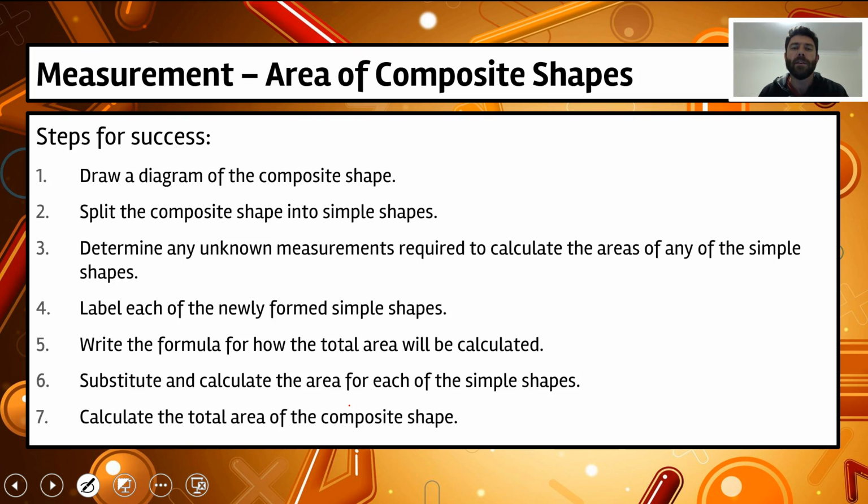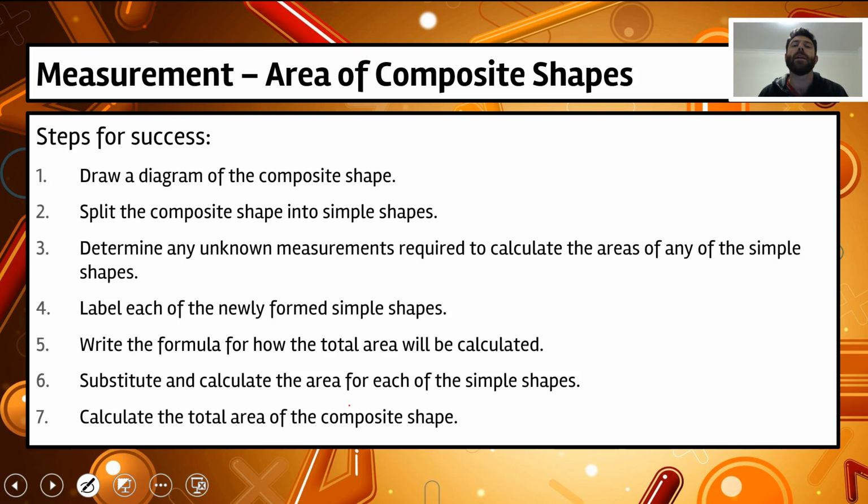We then need to determine any unknown measurements required to calculate the areas of those shapes. So if we've been given dimensions and there's some that we don't know, we need to determine what they are. We then want to label those newly formed shapes, so make sure that we've got them labeled, as I spoke about just before.